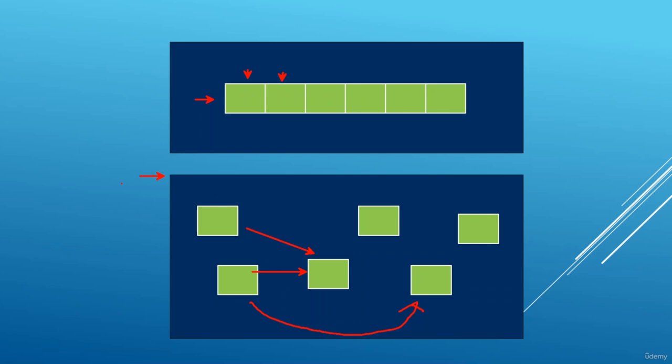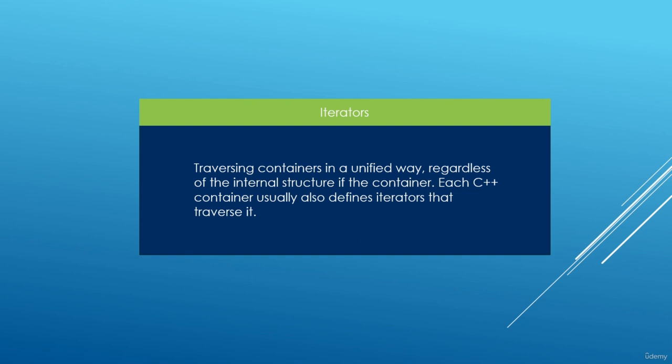Hopefully you can really understand this. So this is the big idea behind iterators. They allow us to navigate or traverse containers using the same syntax, and it doesn't really matter how the container is structured on the inside. All it matters is that it supports the iterator interface. Now, each C++ container is going to define its own iterators, and we're going to have a chance to see this in detail in the next chapter when we explore different containers.